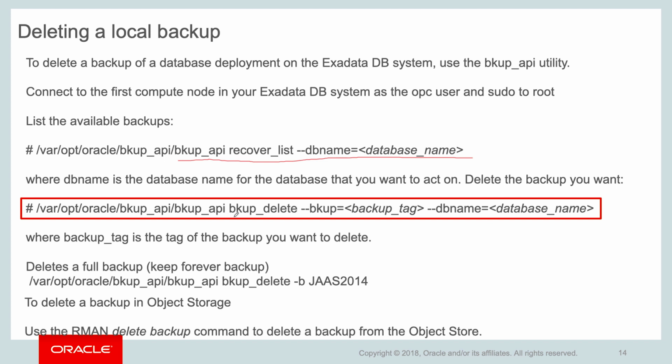For doing that, you will be using the backup_delete keyword here, and then you have the ability to also provide backup equals to based on the tag and the database name. So backup tag is the tag of the backup you want to delete. To delete a full backup, keep forever backups, you use the backup API backup delete and then the tag associated. So it is going to delete a backup which is with keep clause. If you want to delete a backup in object storage, you can also connect to RMAN and use delete backup commands to delete a backup from the object storage.